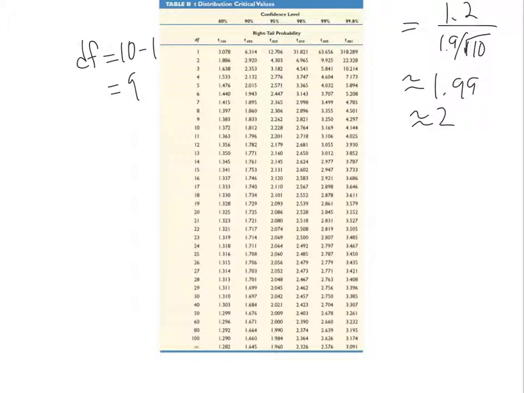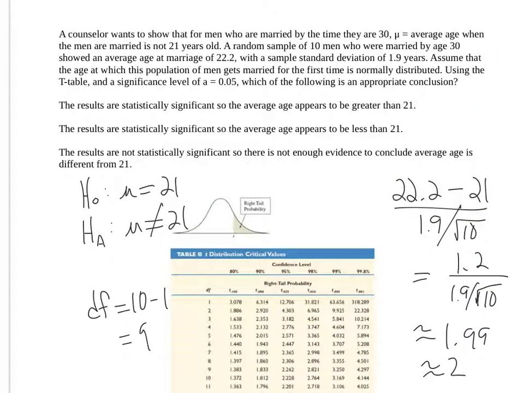Now in this case, you'll see the value we're going to compare against is 2.262. Now we have a test statistic with a value of approximately 2, which is not greater than that number. So what that means is, in this case, we don't have statistical significance. Scrolling up, this actually makes our job very easy. There are only 3 options, and the only option that is not statistically significant is this one. The results are not statistically significant. There is not enough evidence to conclude the average age is different from 21.